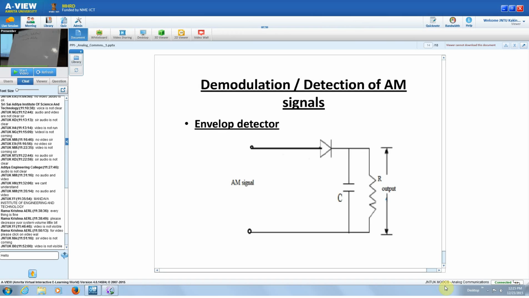So we are having another element, again a diode and an RC combination circuit, which we will be using as an envelope detector. The input for this circuit is going to be our modulated signal, or your AM signal, VM of t, that we give as the input signal. So what is the AM signal that we are having?